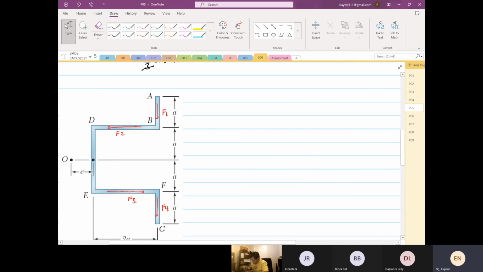Okay, so from here we want to determine F2 in section BD. Okay, section BD. So we want to find QBD, right? So let me draw the region of interest first, okay?